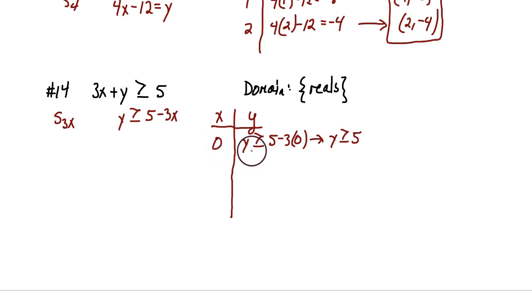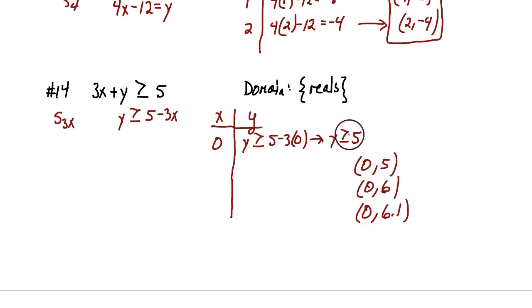From this one row, we have all kinds of roots. When x is 0, y could be 5. When x is 0, y could be 6. When x is 0, y could be 6.1. Y can be anything greater than or equal to 5 when x is 0. So here's 3 roots, and we didn't even try other numbers for x yet.